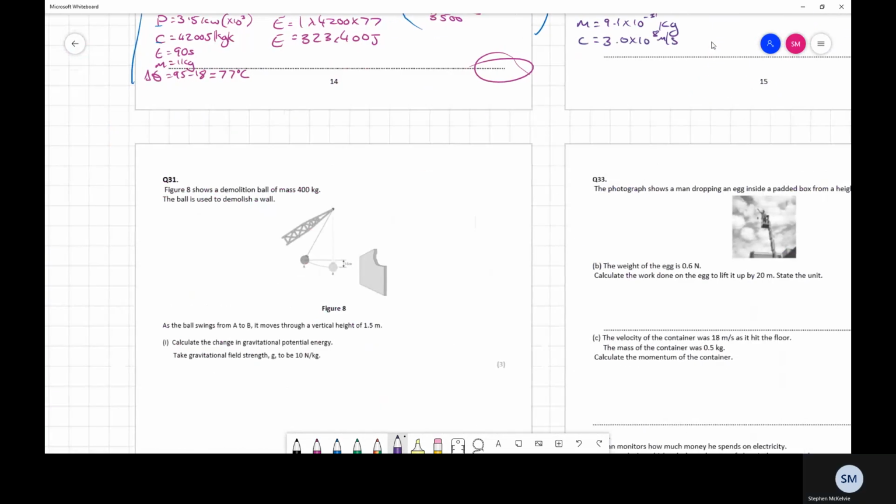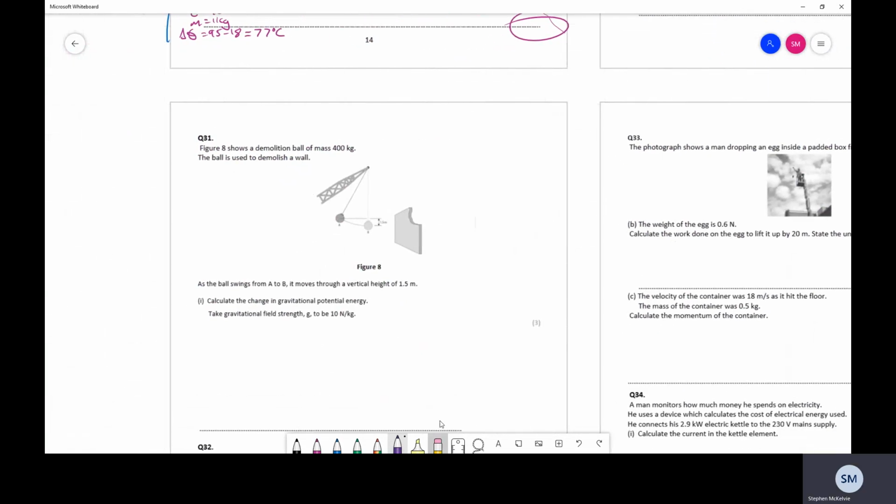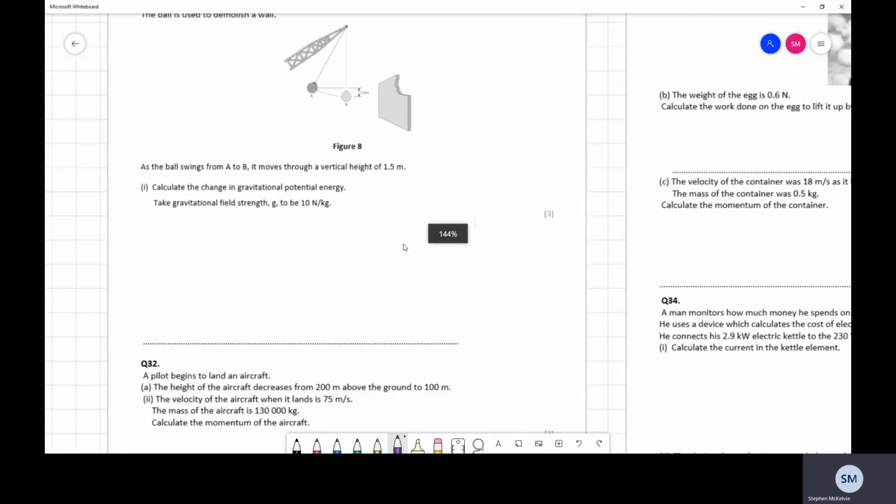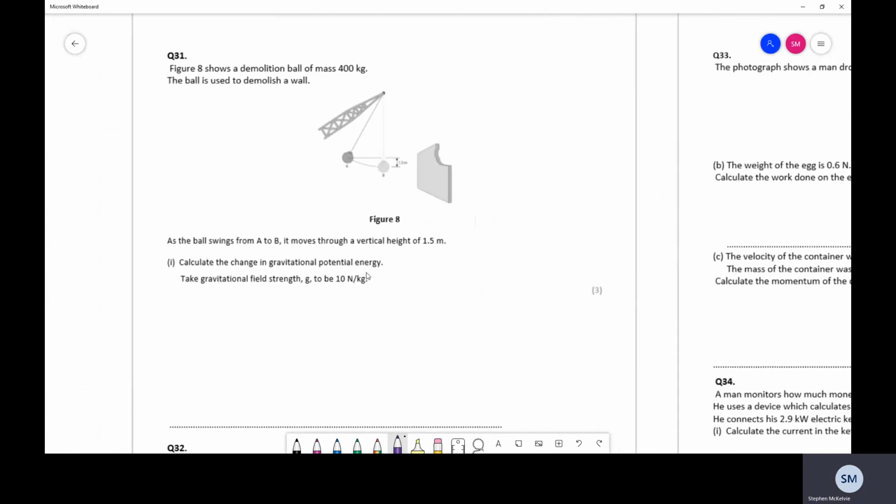The demolition ball has got a mass of 400 kilograms. Let's zoom in a tiny bit here. So the mass is 400 kilograms. And it moves from point A to point B, moving through a vertical height of 1.5 meters, h equals 1.5 meters. Calculate the change in gravitational potential energy, delta EP is equal to, I do not know how many joules. Take gravitational field strength, g, is equal to 10 newtons per kilogram.